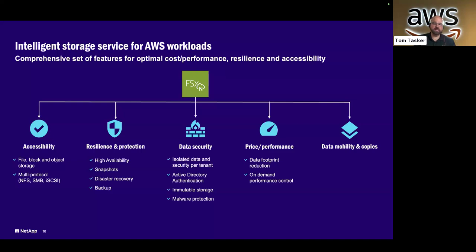Last but not least, data mobility and those copies. And we talked about those snapshots at the start. I mean, they are absolutely brilliant.